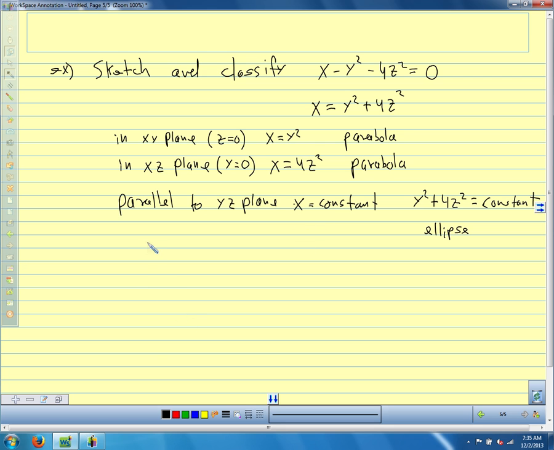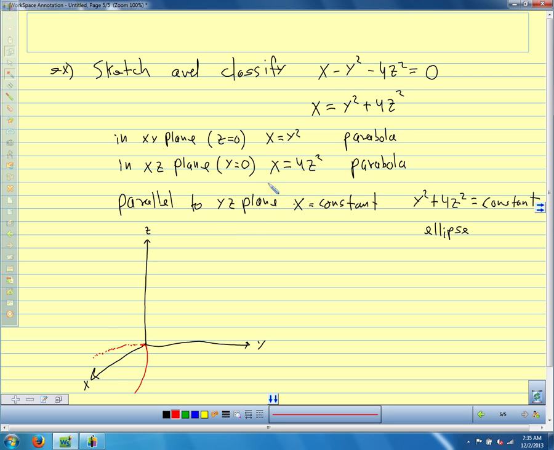So let's try to sketch this thing. So there's z, y, and x. So in the xy plane, we have the parabola x equals y squared. So I'm looking in the xy plane. We do this in red. And I'll do it in the negative direction. So this is in the xy plane. There's my parabola in the xy plane.